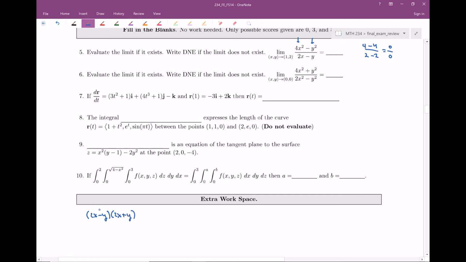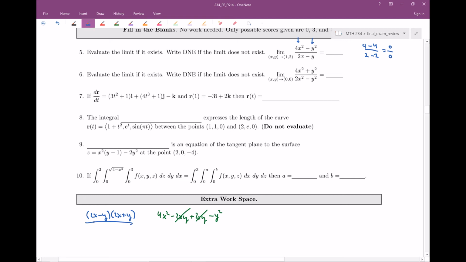But let's go ahead and FOIL this out and make sure. If I did the firsts, I would get 4x squared. The inners, negative 2xy. The outers, plus 2xy. And the lasts, negative y squared. So you can see the inners and the outers perfectly cancel out, and I get 4x squared minus y squared, which is exactly what I have up here. So yes, this is how I can factor that.